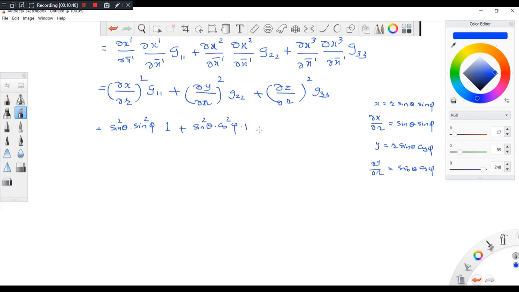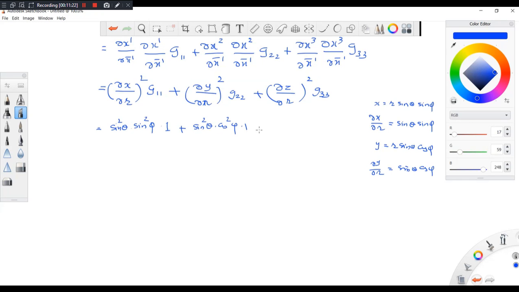So what is common? sin² theta is common: sin² theta into (sin² phi plus cos² phi) plus cos² theta. So this is sin² theta plus cos² theta, which is 1. Okay, so you got that your G bar 11 is 1. Similarly, G bar 22 you can find out in this way.